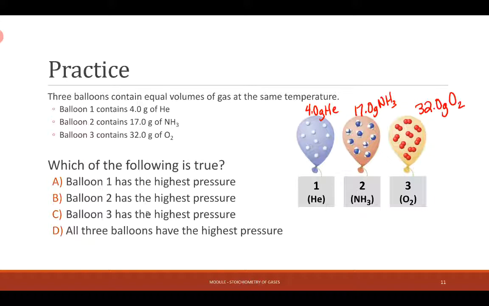Which of these statements is true? Go ahead and pause the video and think about this. Once you have your answer, then unpause the video so we can compare. Okay, so all three balloons have equal pressure. That's because all of these contain equal moles.